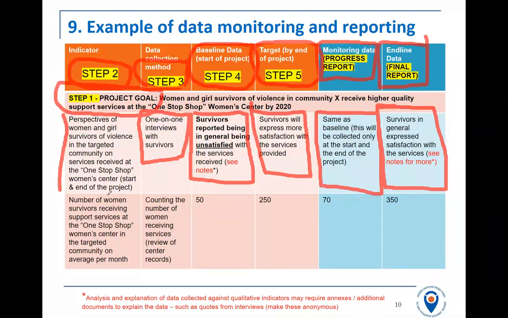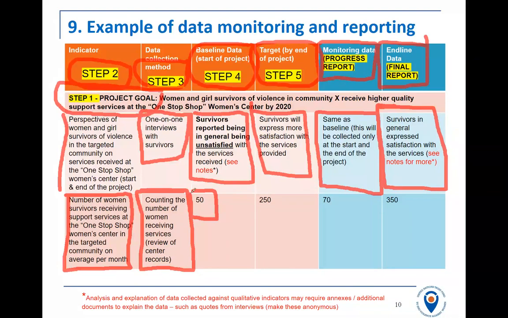You will be expected to draft an indicator, for example, number of women survivors receiving support services. We will ask you to decide, well, how are you going to measure that indicator? And in this other example, they had their service statistics, that the service center had a record of the number of people receiving services. We will ask you to count and gather the baseline in the first 6 months. They found that 50 women were receiving services on average per month, and they wanted to increase this to their target of 250 women by the end of the project.